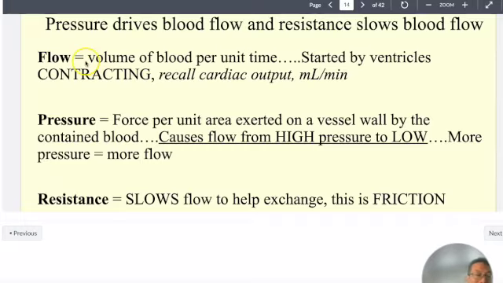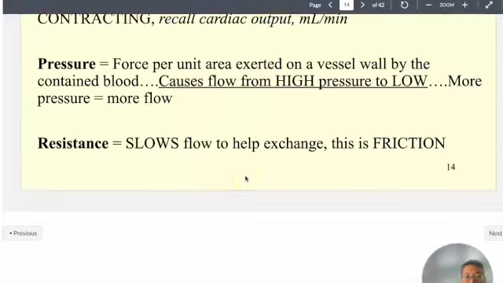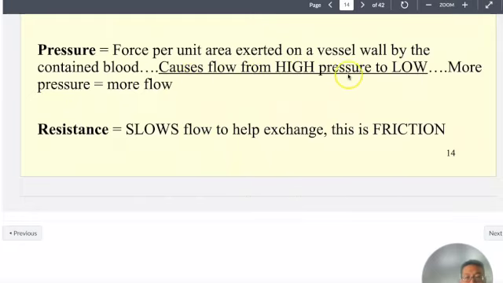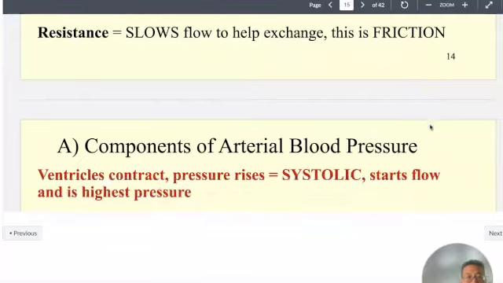Flow would be volume of blood per unit of time. Pressure is the force, okay, per unit that's exerted on the wall. It causes flow from high to low pressure. Resistance slows the flow down to help exchange. This could be friction.